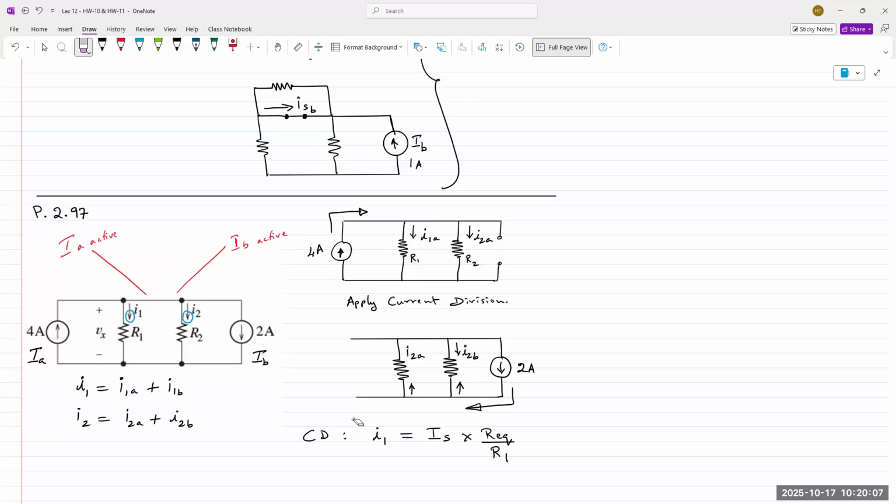Okay, any other questions? Yes. 2.95. Yeah, so we'll take a look at 2.95 after this. So if there are no more questions on this one, then we'll move on to 2.95. Okay, right. Let's go to 2.95.